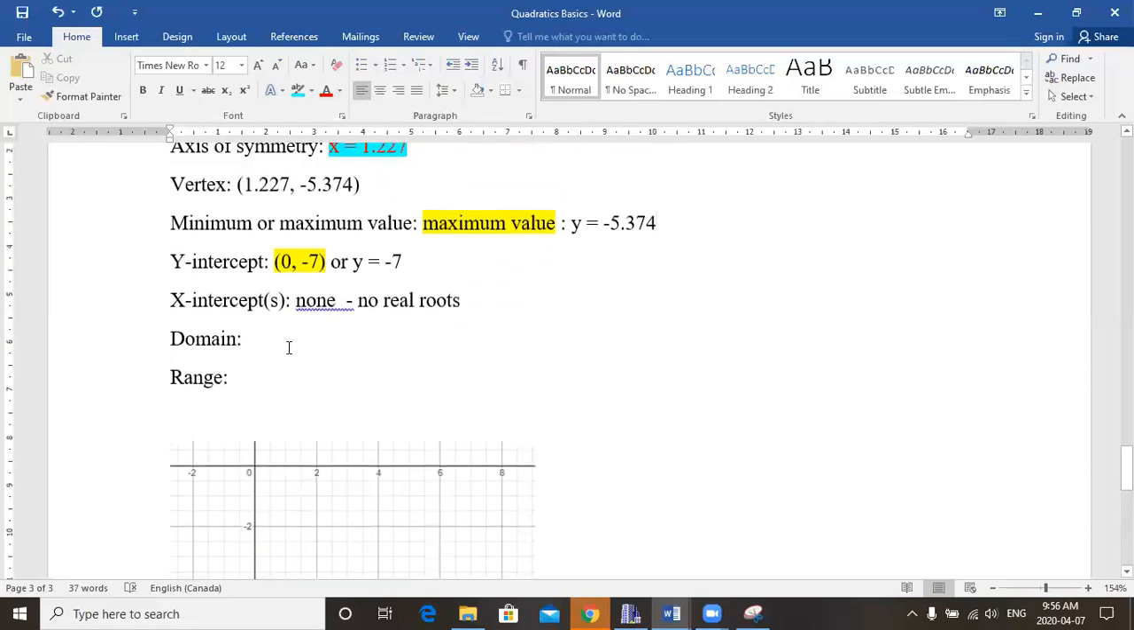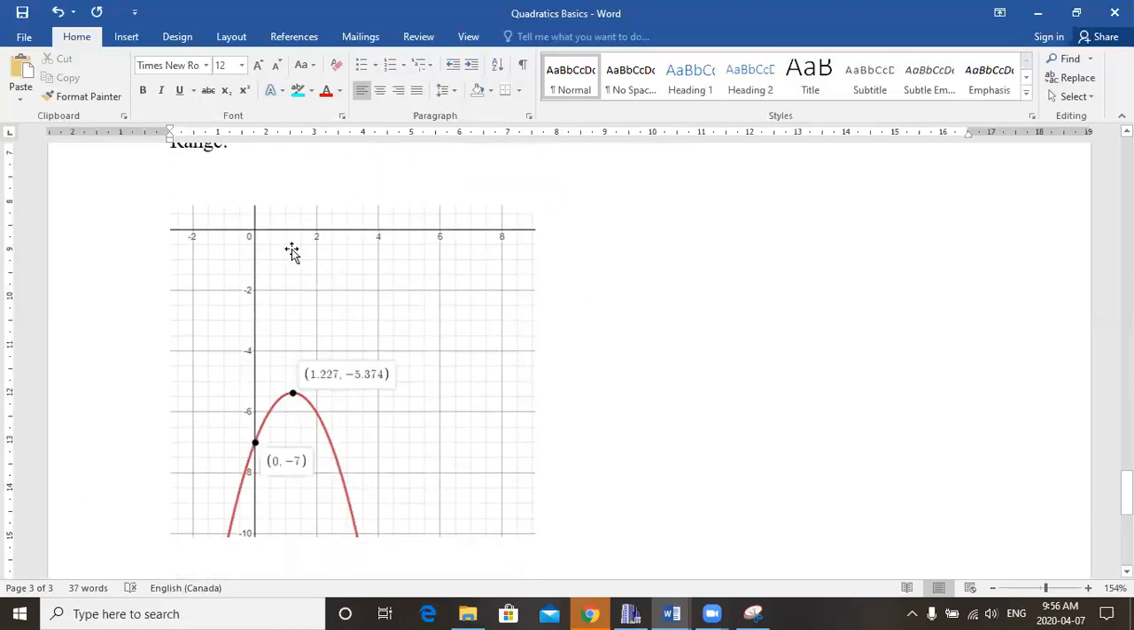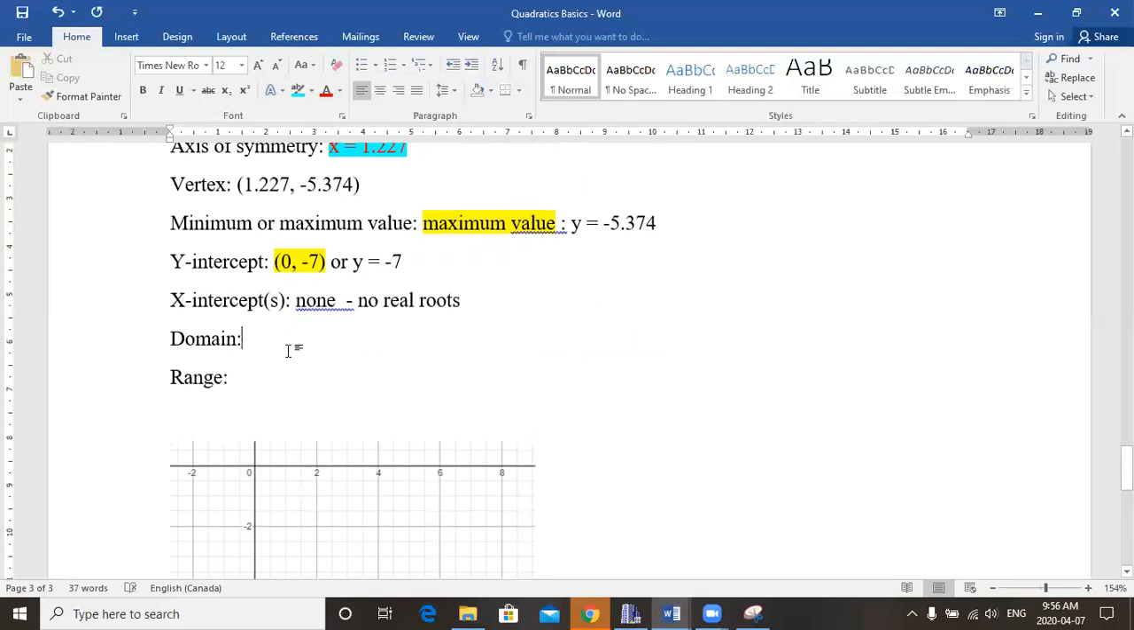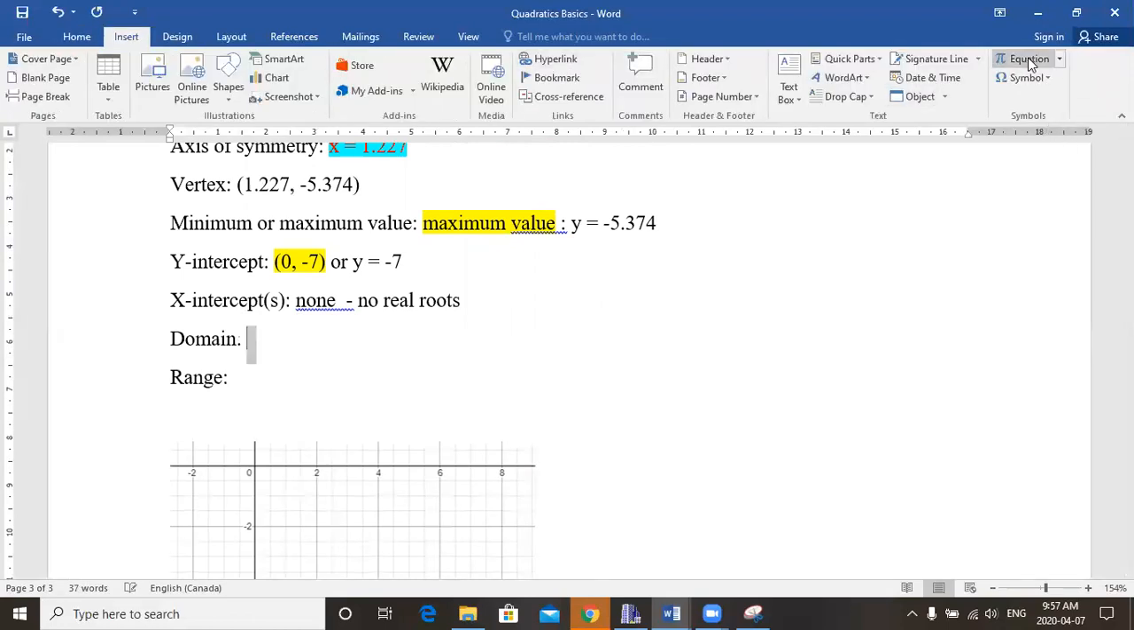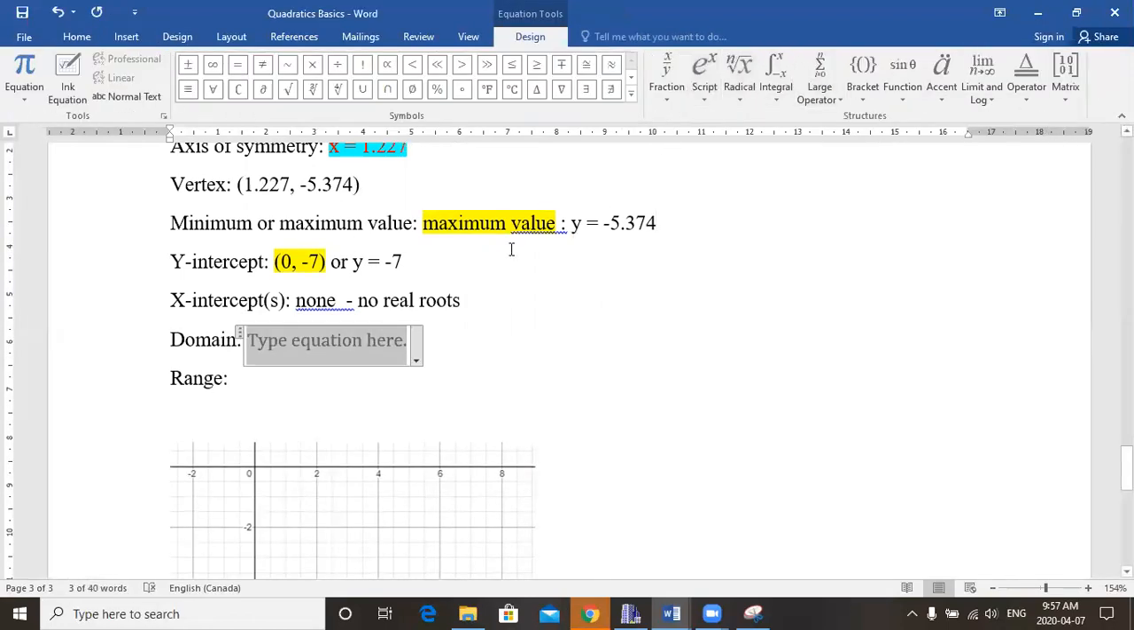The last is the domain and the range. So there's no restrictions here. There's no context. So the domain is just negative infinity to positive infinity. Okay, so remember with our interval notation, round bracket. So actually, we're going to go to insert. We'll do this in our equation editor. So round brackets, negative infinity to positive infinity. And you don't have to write the positive. You can just write infinity. So that's the domain.